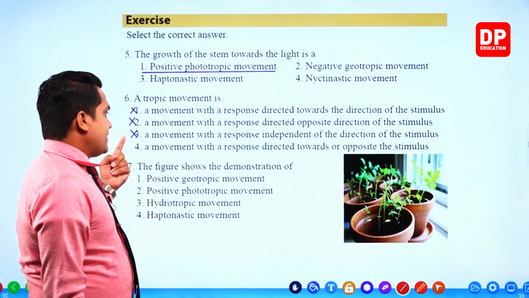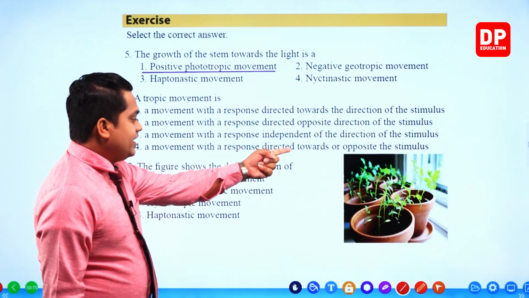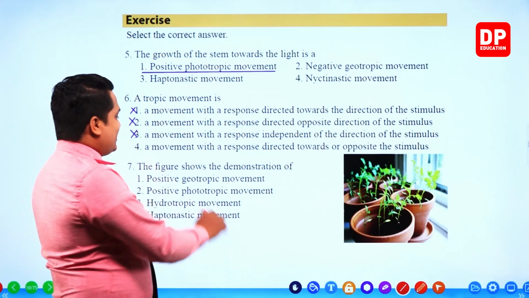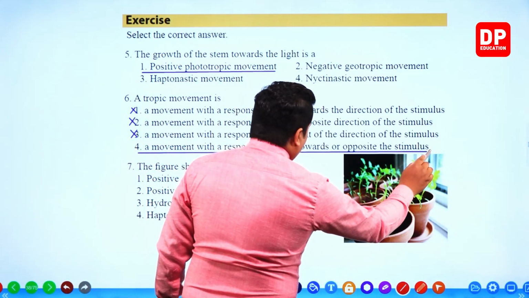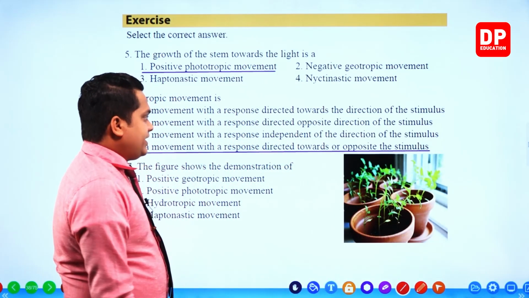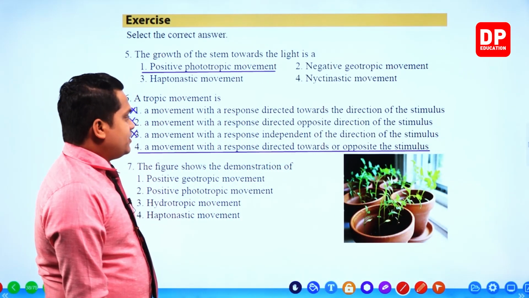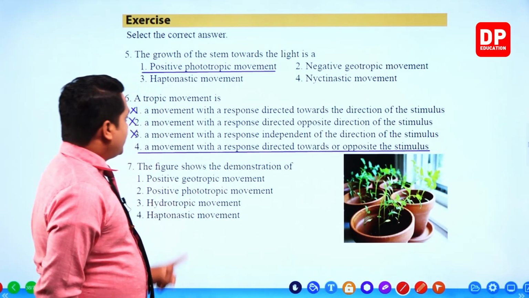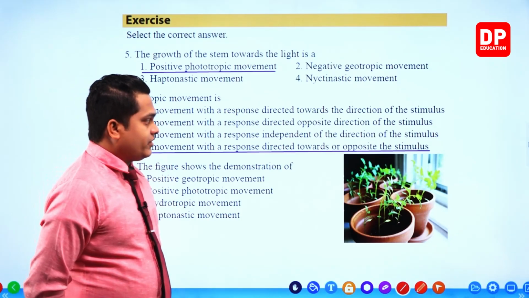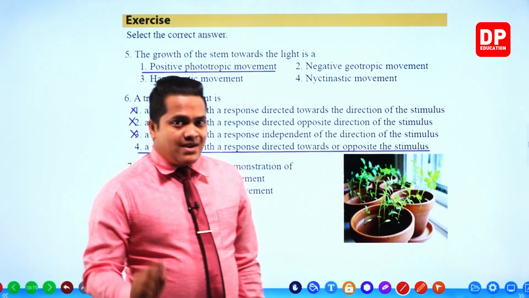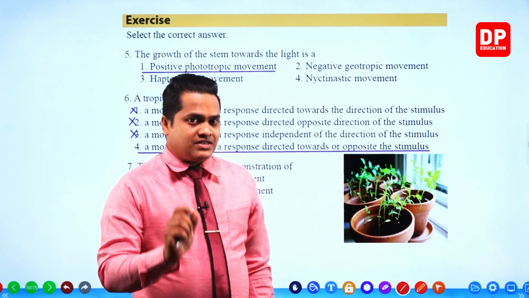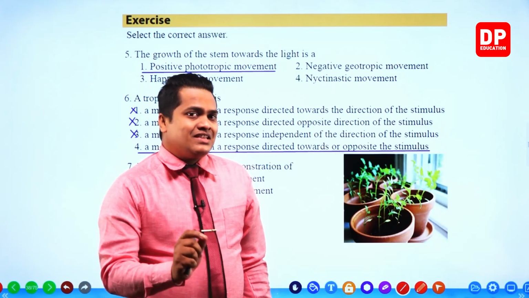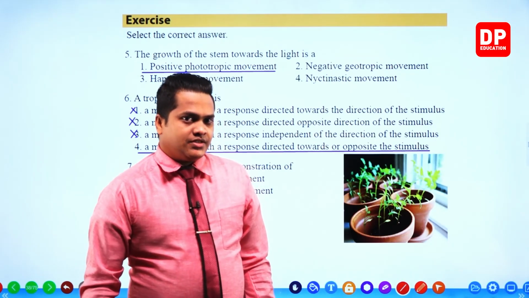Then the final one. Movement with a response directed towards or opposite to the stimulus. So that's the answer. Towards the direction or to the opposite direction, right? If the response occurs towards or opposite to the stimulus, then it is referred to as a trophic movement. If it occurs in the same direction as the stimulus, then it is a positive trophic movement. If it occurs in the opposite direction of the stimulus, then it is a negative trophic movement.